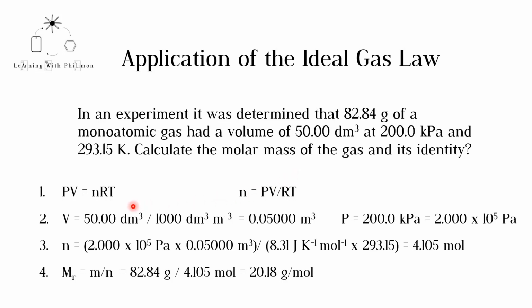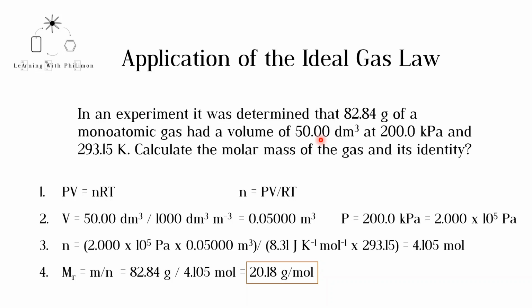The second step is to convert all the units to the standard units. 50 decimeters cubed are equal to 0.05 meters cubed. 200 kilopascals are equal to 2 times 10 to the 5 pascals. Substituting the values into this equation, we get the following calculation. There are 4.105 moles in the sample. To calculate the molar mass, Mr, we divide the mass, m, by the number of moles, n. The molar mass is equal to 20.18 grams per mole. Note that the answer is given to 4 significant figures, as all other values are given to 4 significant figures.